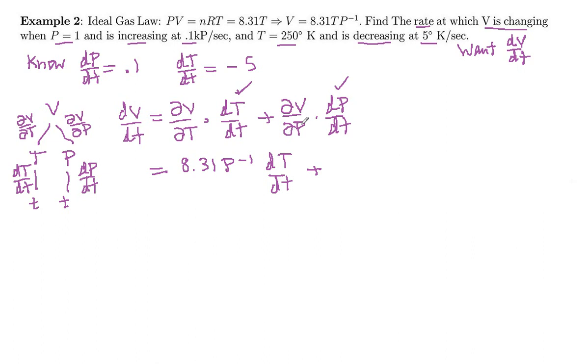plus, and now we want the P derivative of V. So now P is your variable, 8.31 T is a constant. So to differentiate that, negative 1 comes down in front. So negative 8.31 times T, and then decrease your exponent on P to the negative 2. Which we could write as dividing by P squared if we want. And then times dP/dt.